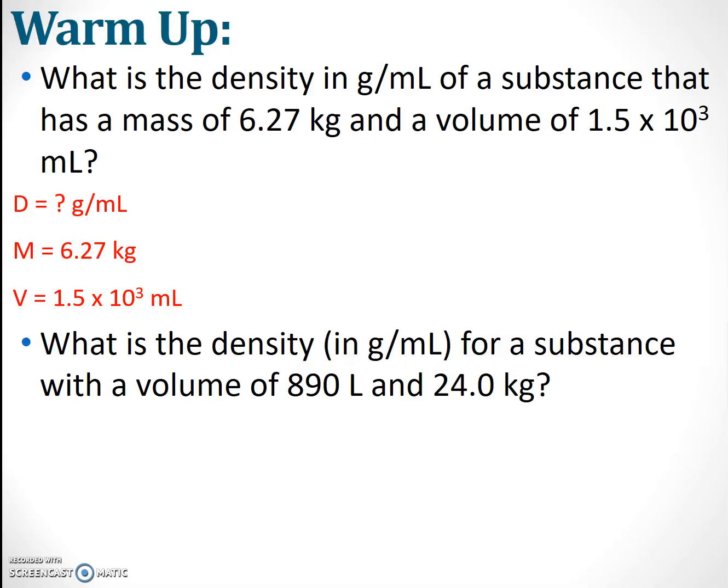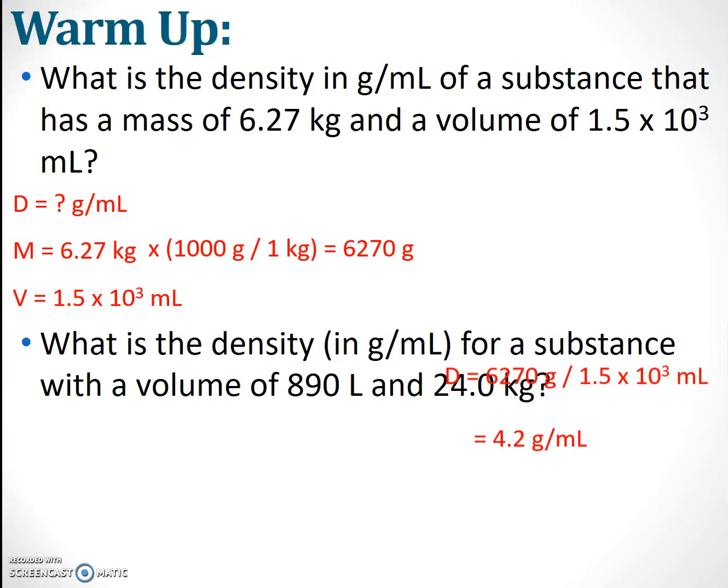I check out my problem here, and I realize that the issue is that we want density in grams per milliliter, but our mass right now is in kilograms. So we want to make sure that we convert the kilograms. In order to do that, I'm going to do 1,000 grams on top and 1 kilogram on the bottom, which is going to give me 6,270 grams. And again, you could have this in scientific notation if you want. Then I check it out and I have grams in one and milliliters in the other unit, and that's what I'm looking for. So now I can plug it in to D equals M over V.